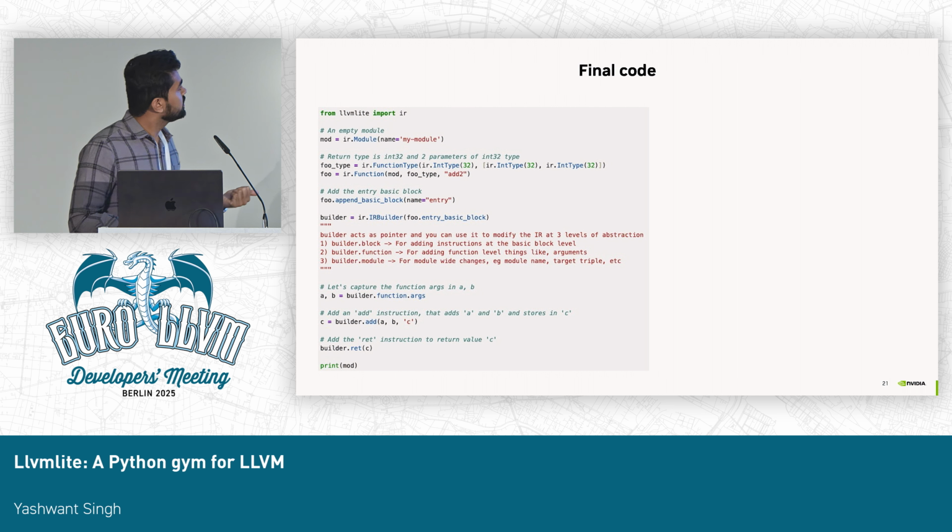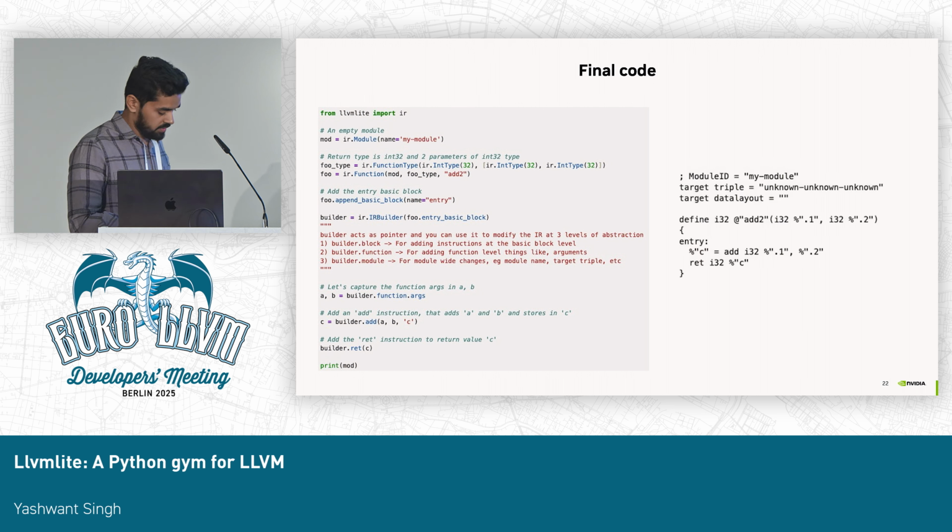This is the final code. It's just the same code in one slide. And this is the output IR. So we have the module name set to my module. Target triple is unknown because we haven't set it yet. Target data layout is empty, but the function return type is i32. It has two parameters of type i32. The name is add2. It has one basic block called entry, and it has two instructions, an add instruction and a return instruction. The output of add is in a variable C, and we are returning that variable C here.